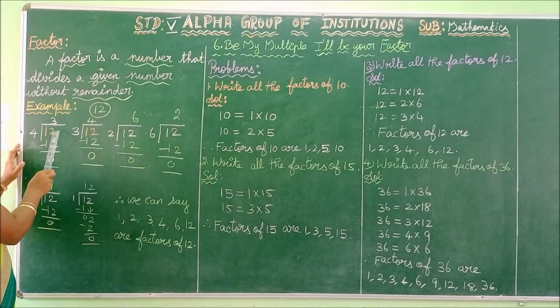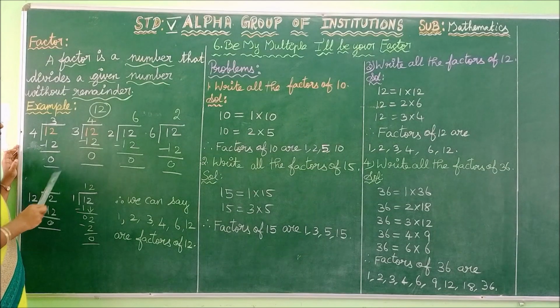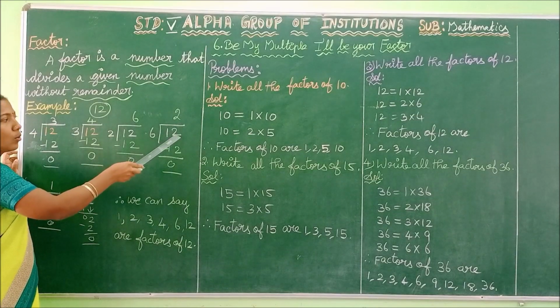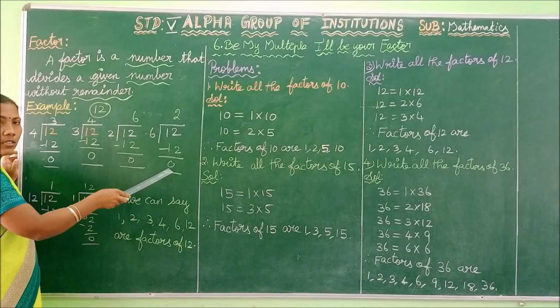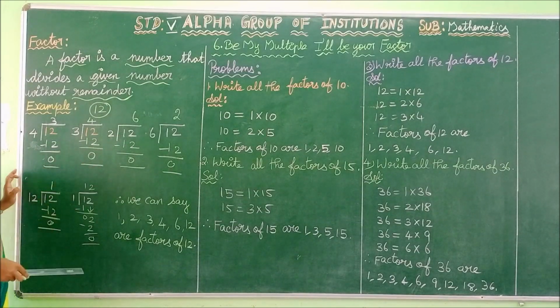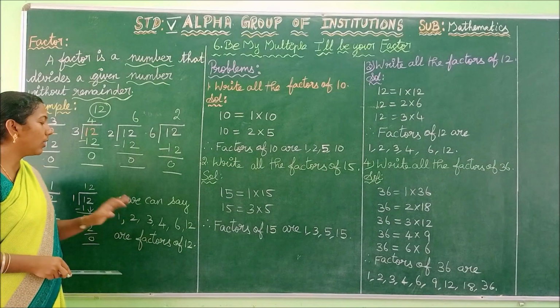Thus, dividing 12 by 4, we get remainder 0. 12 by 3, we get remainder 0. 12 by 2, we get remainder 0. 12 divided by 6, we get remainder 0. 12 divided by 12, the number itself, we also get remainder 0. And dividing 12 by 1, we also get remainder 0. So we can say the divisors are the factors of 12. Thus we are concluding here.